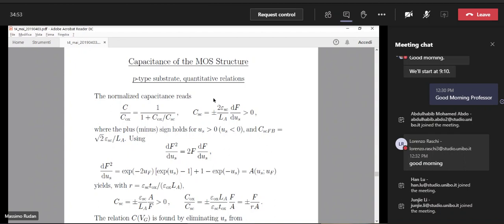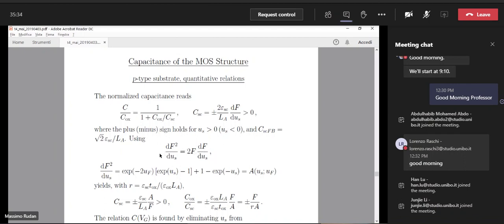So since the capacitance is a series, that means the inverse of the total capacitance is equal to the inverse of the oxide capacitance plus the inverse of the semiconductor capacitance. The normalized capacitance C over Cox is equal to this function, okay? And we can immediately express, it is an easy calculation, CSC as a function of F, or as a function of US because F depends on US.